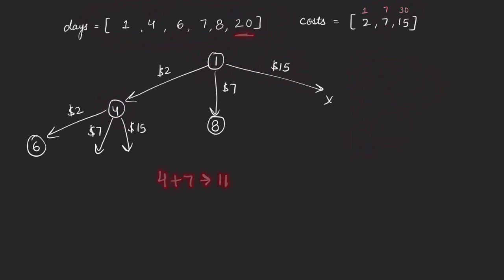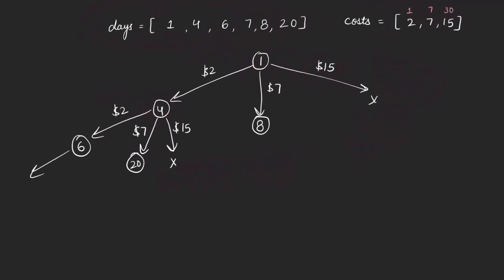So my next day would be 20. So we'll have a 20 here. And then on day 4, if I buy a $15 pass, then from day 4 till 30 days, that is 34 days, I will be able to travel with this pass. So this is the end, right? And then here again you will have three choices, and here also again you will have three choices in the same way, right?